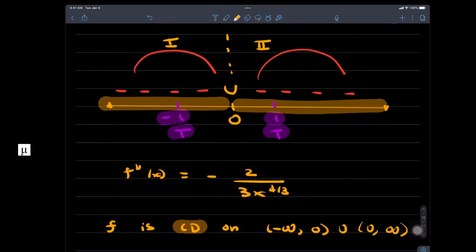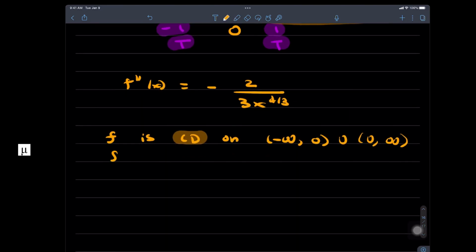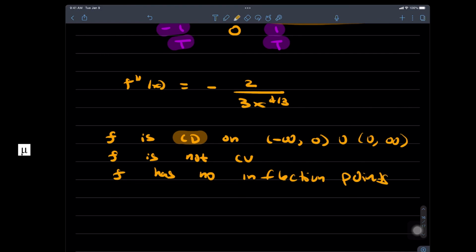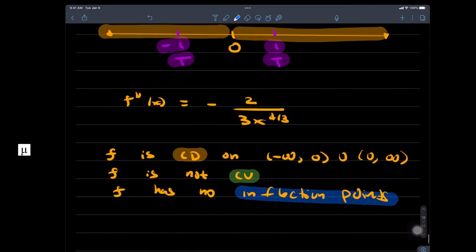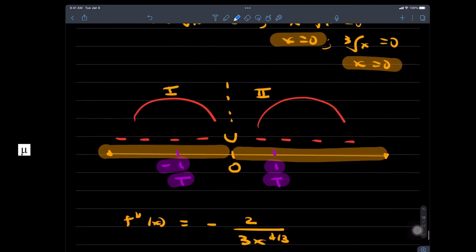Does it have any inflection points? No, you don't change concavity. Does it have any region that's concave up? No. So you might even say this, F is not concave up. F has no inflection points. Okay? And that's the analysis for this curve here, at least the analysis in terms of concavity.